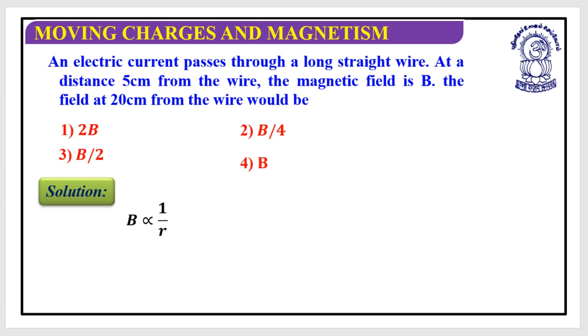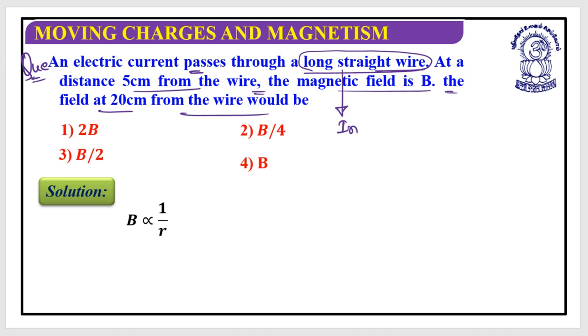It says that an electric current passes through a long straight wire. At a distance of 5 centimeter from the wire, the magnetic field is B. The field at 20 centimeter from the wire. So if I understood this, that long straight wire, they are asking about the infinite wire. Yes, these are the keywords that people are using.